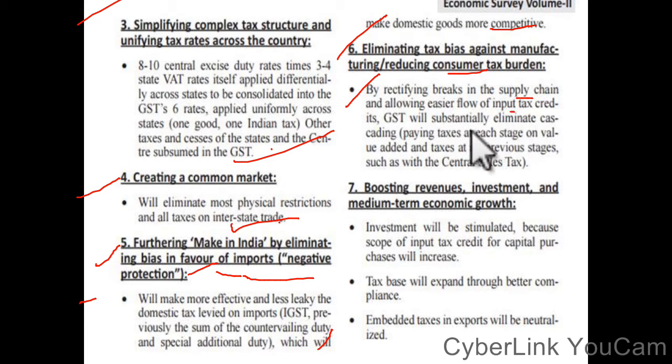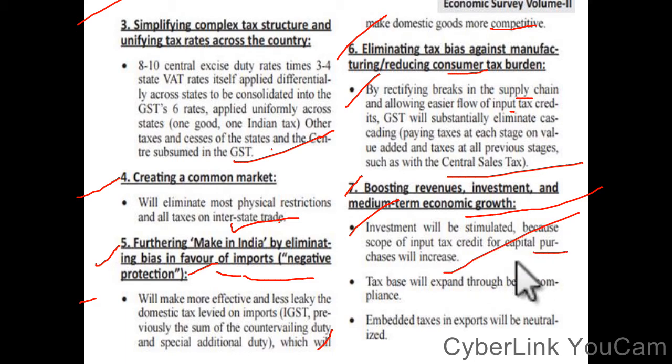GST will substantially eliminate cascading, that is, paying taxes at each stage of value added and taxes at all previous stages, such as the central sales tax, boosting revenue, investment, and medium-term economic growth. Investment will be stimulated because the scope of input tax credit for capital purchases will increase. The tax base will expand through better compliance.